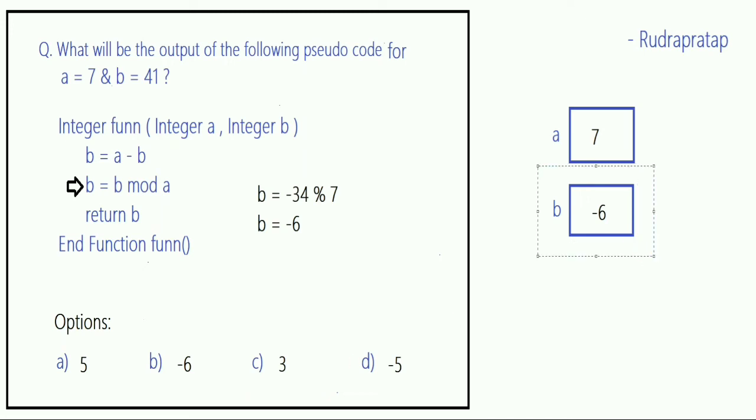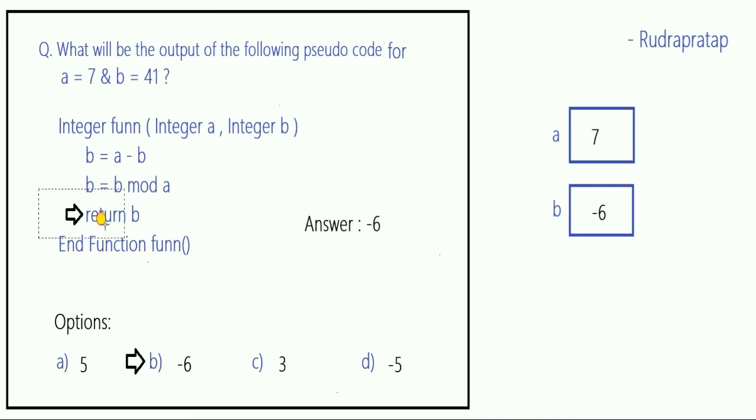-6 is assigned and after that we have a statement return B. So it will return the value of B, which is -6, and we got our final answer -6, option number B. Let's move to the next question.